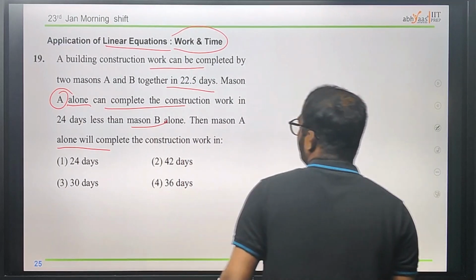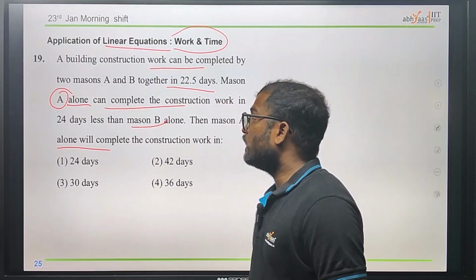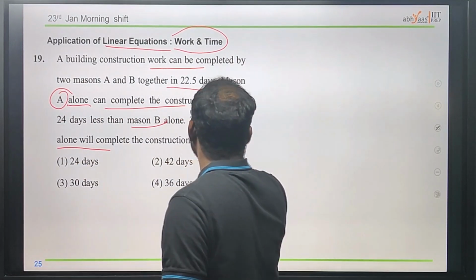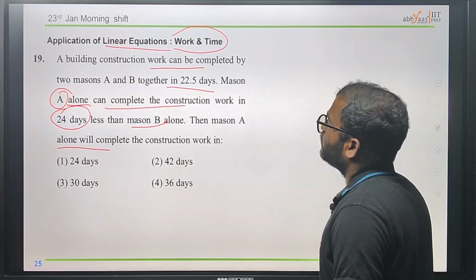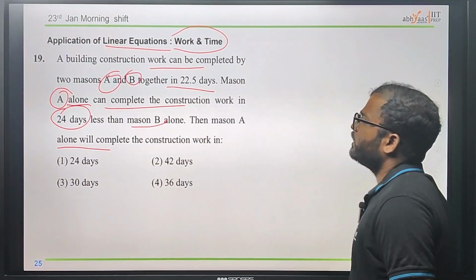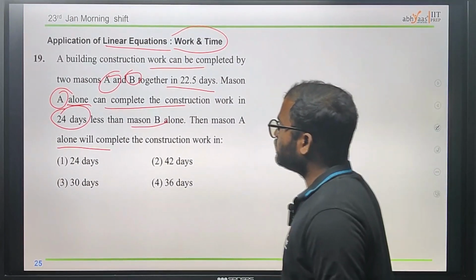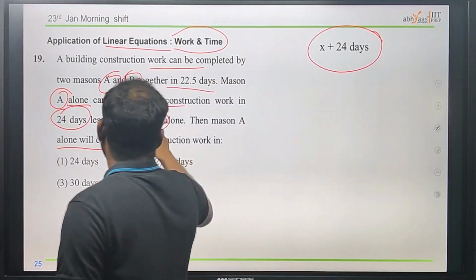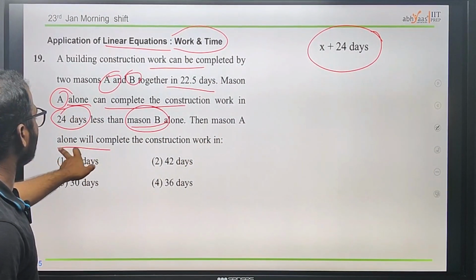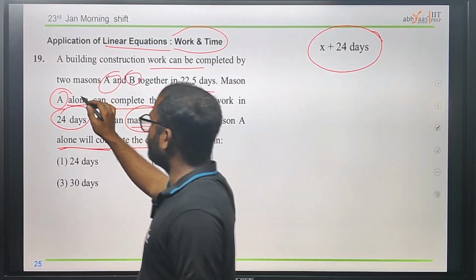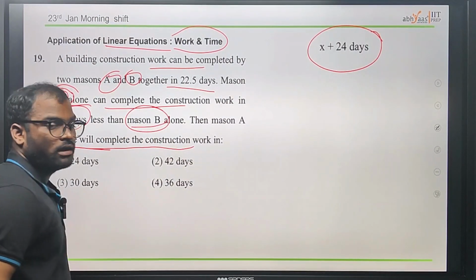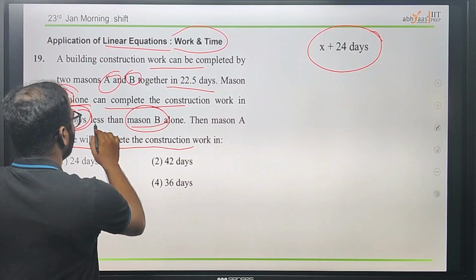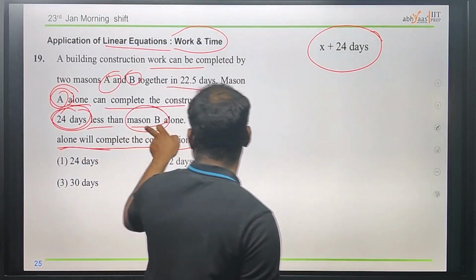This is an application question. Whenever we have an application, we have to assume one variable x. Say mason A alone can complete the work in x days. They are saying that the building construction is completed by two masons, A and B, together in 22.5 days, and A alone can complete the work in 24 days less than B. That means B is nothing but x plus 24.